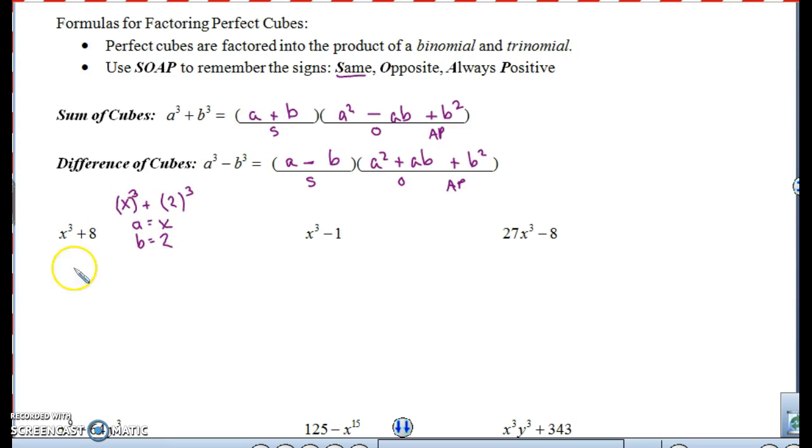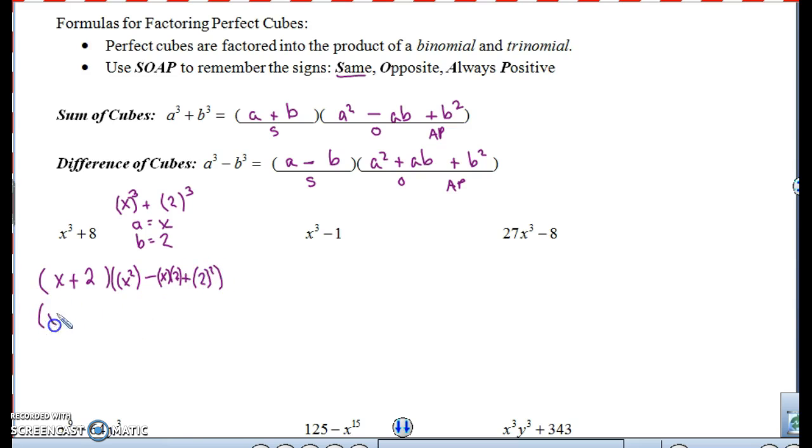So just follow your pattern. Make your bubbles, little bubble, big bubble, same sign, opposite sign, always positive. And plug in your values. A plus B would be x plus 2. And then square the A. This is going to be x squared. And then it's going to be x times 2, because it's A times B. And then B squared is going to be 2 squared.